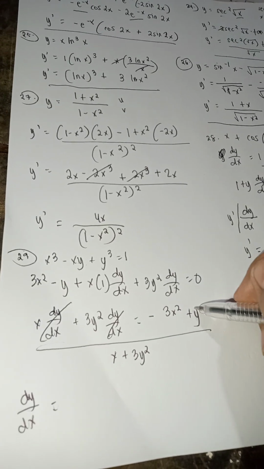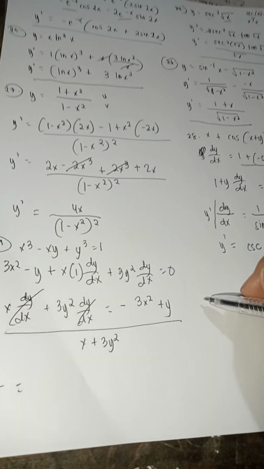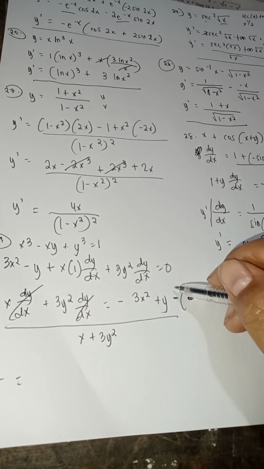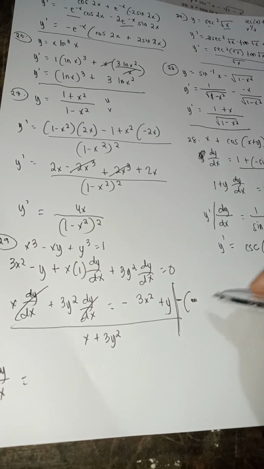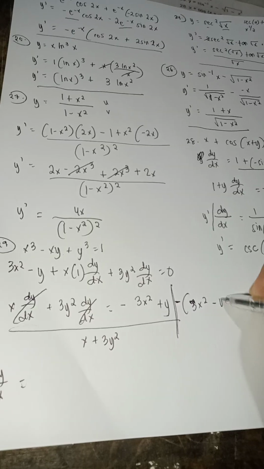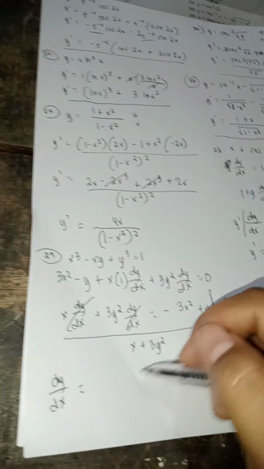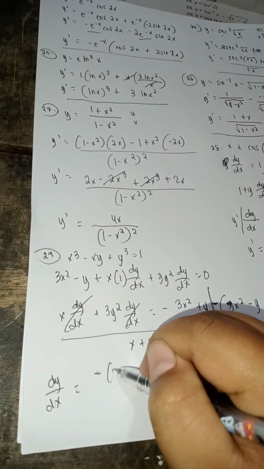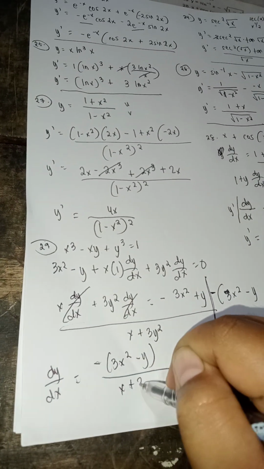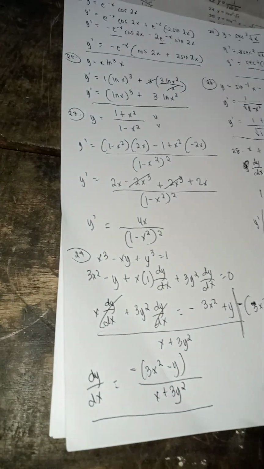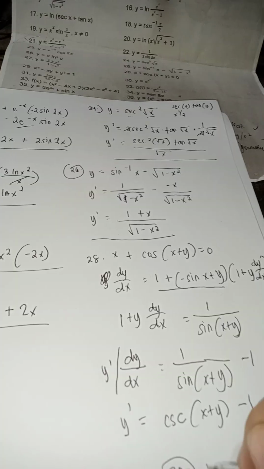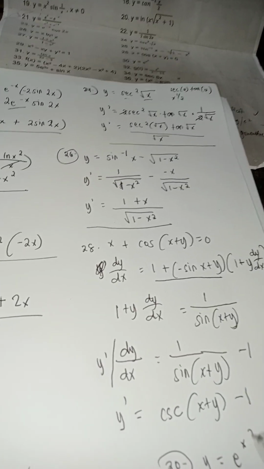So our final answer is, get its factor. We can put out a negative: negative 3x squared minus y. We can simplify it, so negative 3x squared minus y over x plus 3y squared. So this is our final answer. For number 30, we have here the problem y is equal to e to the x squared.